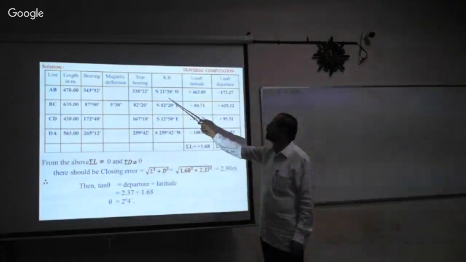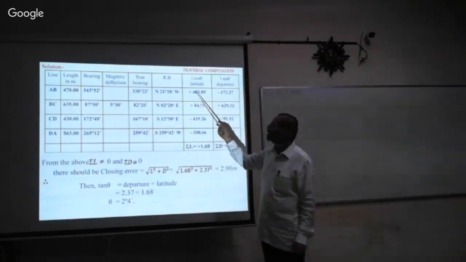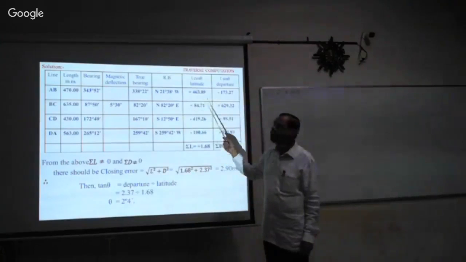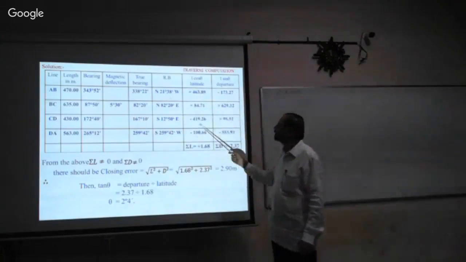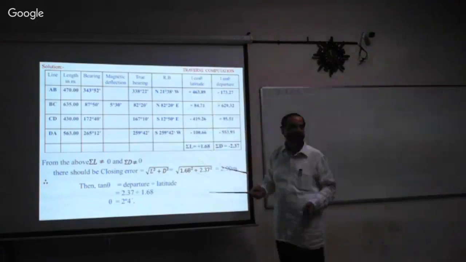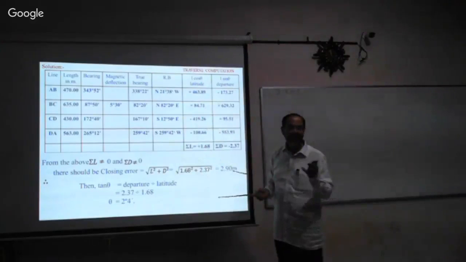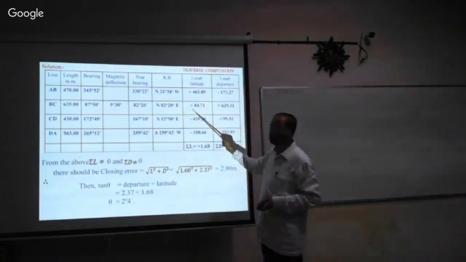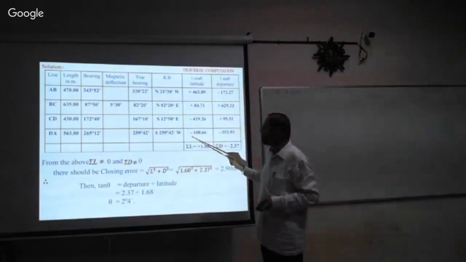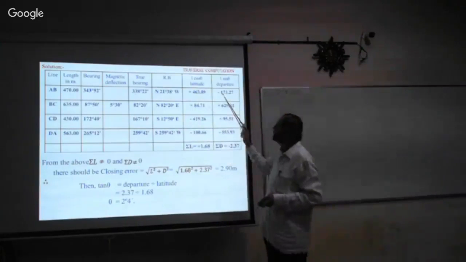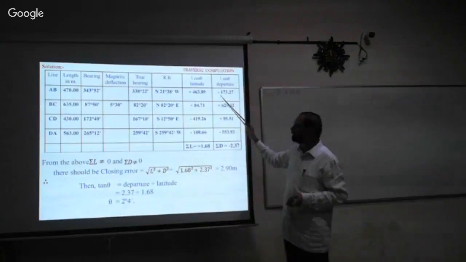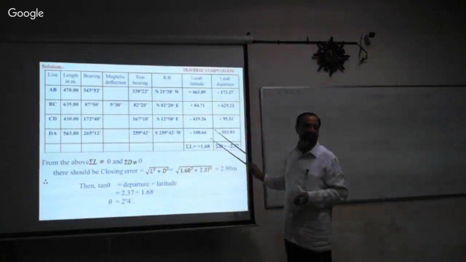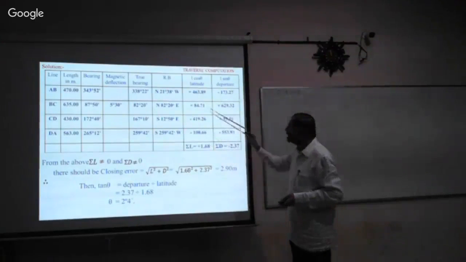Now calculate the latitude and departure. Latitude is L cos theta and departure is L sin theta. Calculate this. Now this plus minus sign represents what? It represents northing, southing, and this represents westing, easting. Okay.